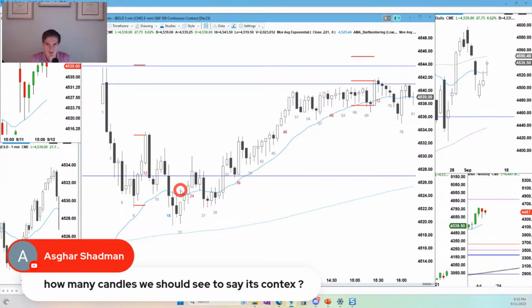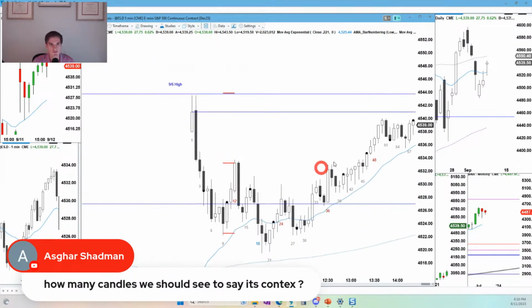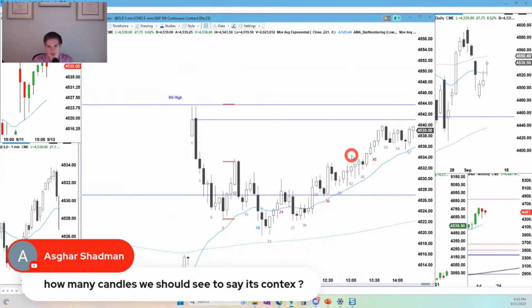How many candles should we see to say for context? It really depends. I think a lot of traders, I think the most important thing traders should try to identify, if we're just talking about something that has an open and a close, like an equity or a stock or something like the S&P or the Emini.